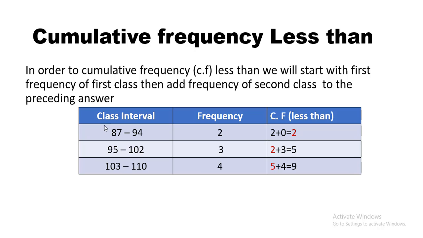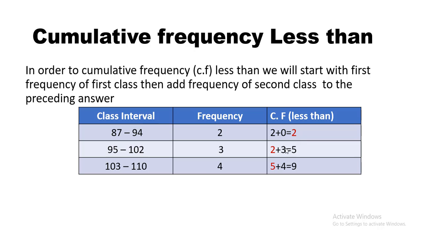So in this, the intervals are 87 to 94, 95 to 102, 103 to 110. The frequencies given are 2, 3, 4. In order to find out cumulative frequency less than, we're going to start with this value first, that is 2 plus 0. Initially it will be 2, or you can write it down as 2.